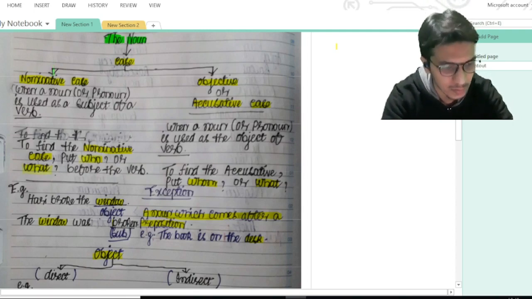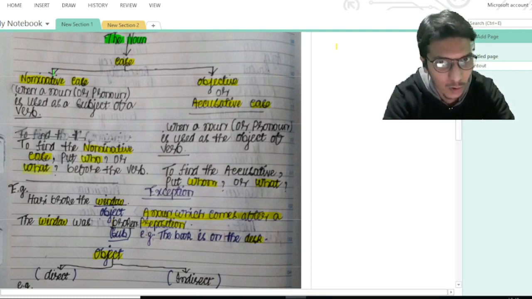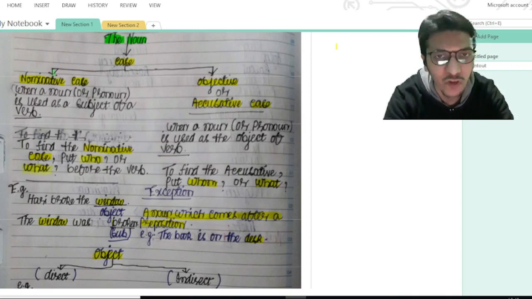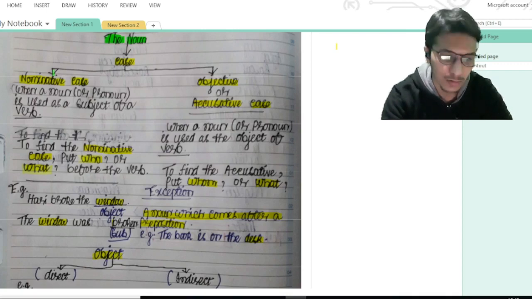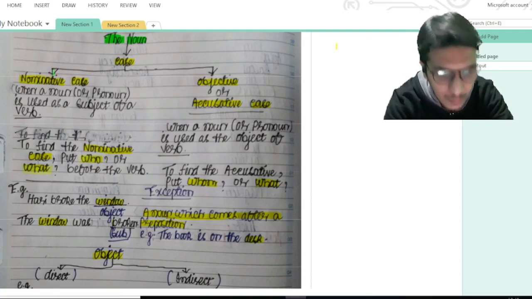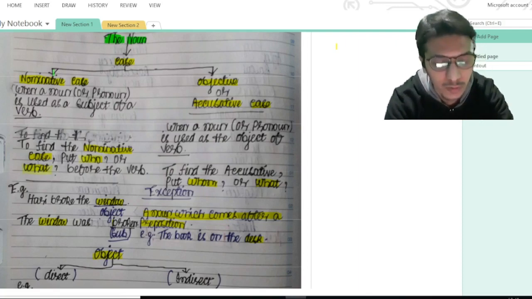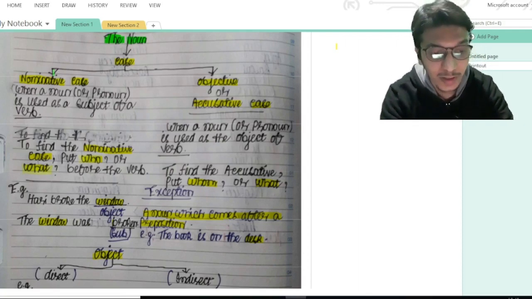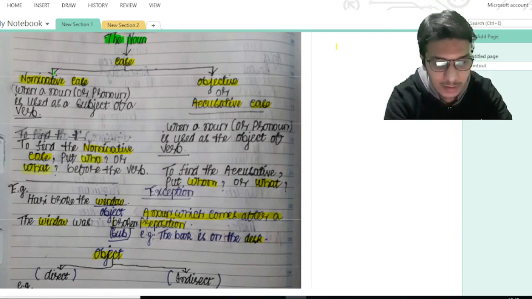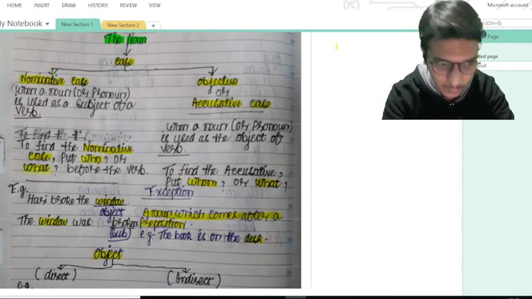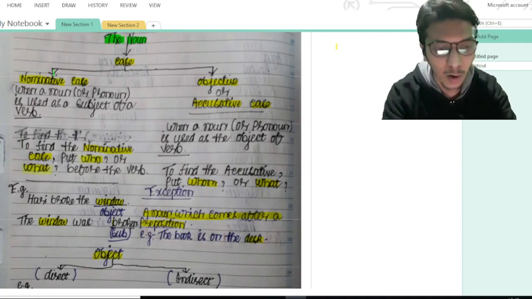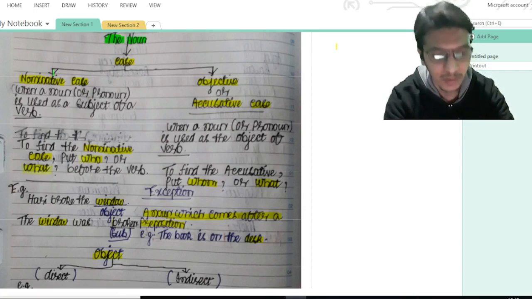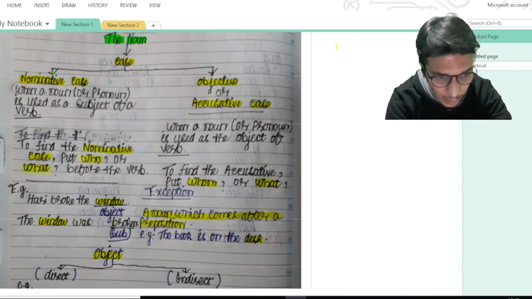What is nominative case? When a noun or pronoun is used as a subject of a verb, it is called nominative case. What is objective case? Objective or accusative case is when a noun or pronoun is used as the object of a verb.